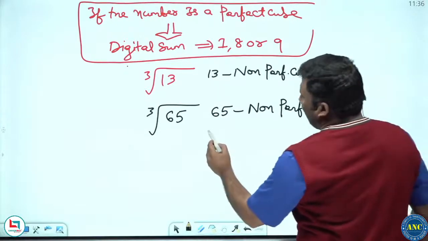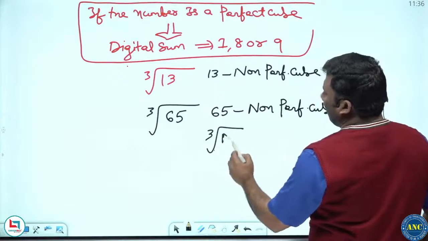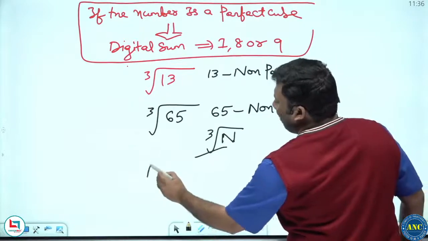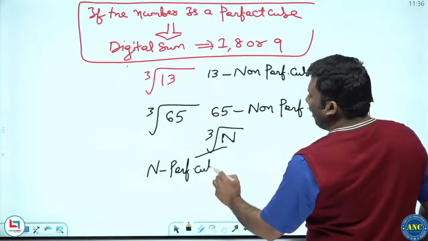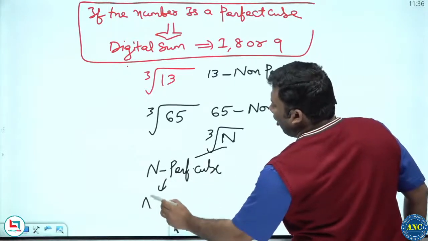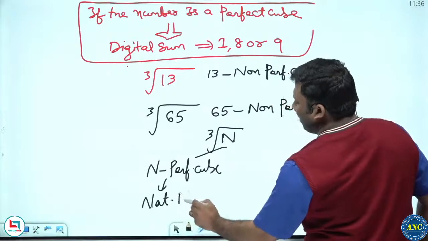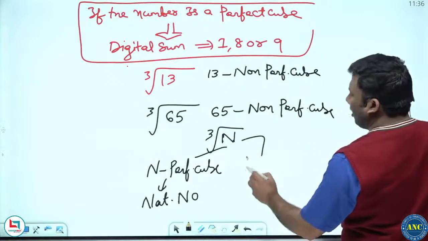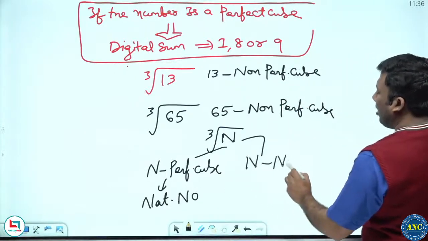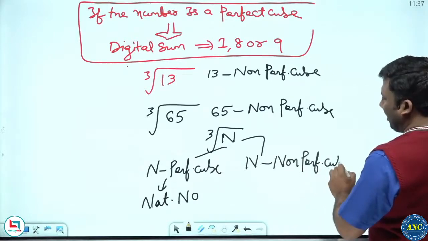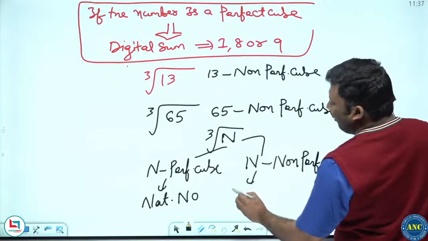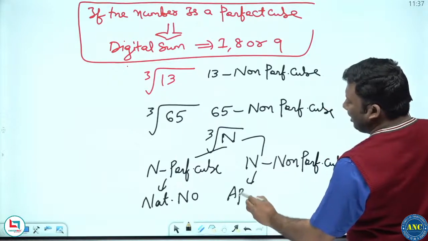So first write down cube root of n. If n is a perfect cube, the output will be a natural number. If n is a non-perfect cube, this value will be an approximated decimal.